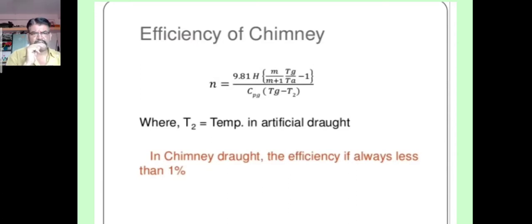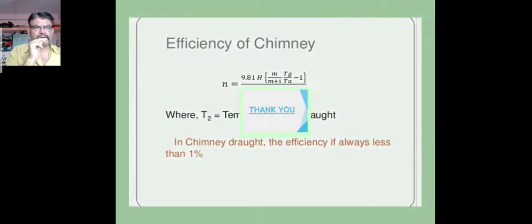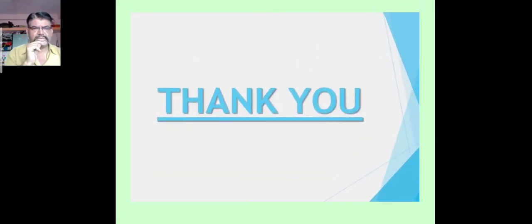So you can see that in the chimney draught the efficiency is always less than 1%. So this is all about the efficiency of the chimney.